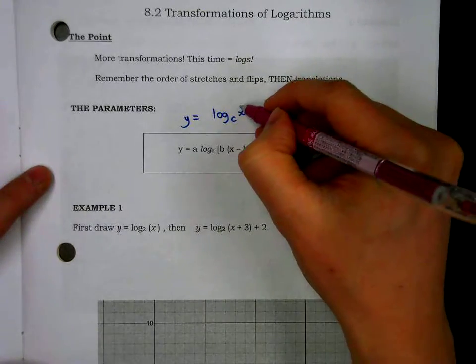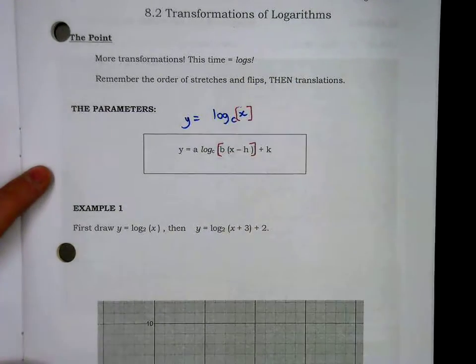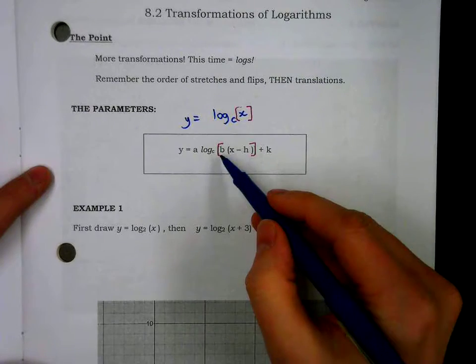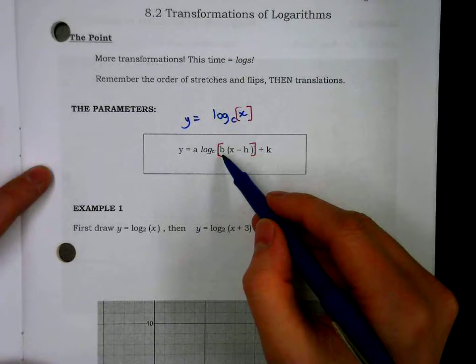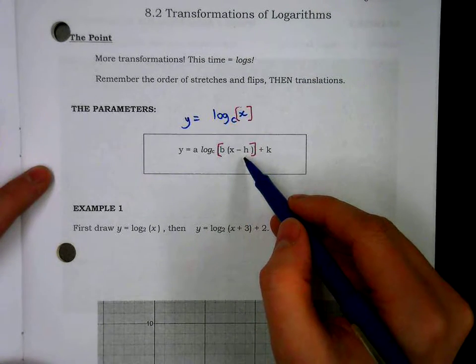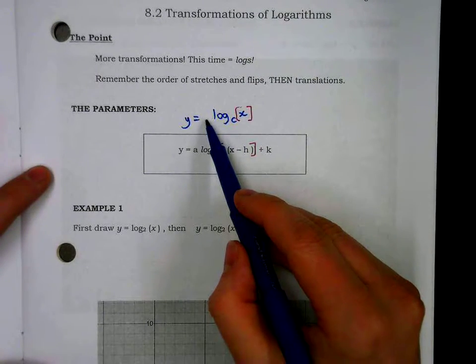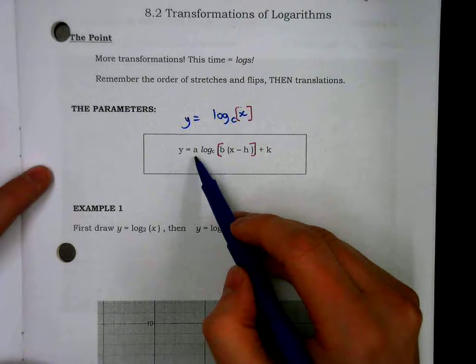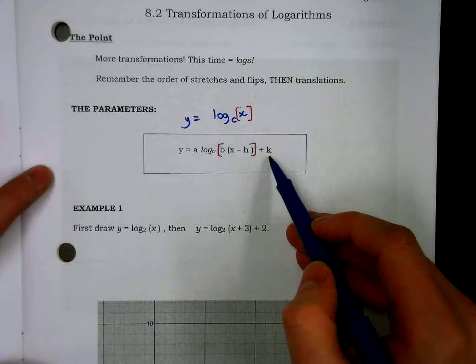Now when you're looking at the input x, it requires us to still have a factored b value. This represents our horizontal stretch by a factor of 1 over b, and our flips as well. It represents our horizontal shift or translation. Now if there is a multiplication in front of the log, this represents our vertical stretch a, or our flip, our reflection. And it also could involve, if there's an addition at the end, a vertical shift, up or down k.